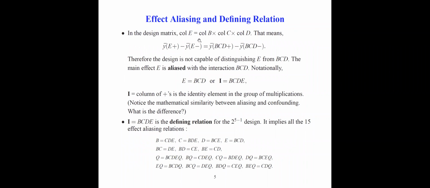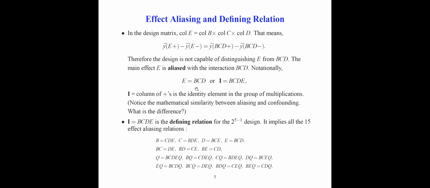In the design matrix, we know that column E equals BCD. So, effect aliasing and defining relations. What price do we pay? Aliasing of effects: because E equals BCD, the effect of E is aliased with the interaction BCD.